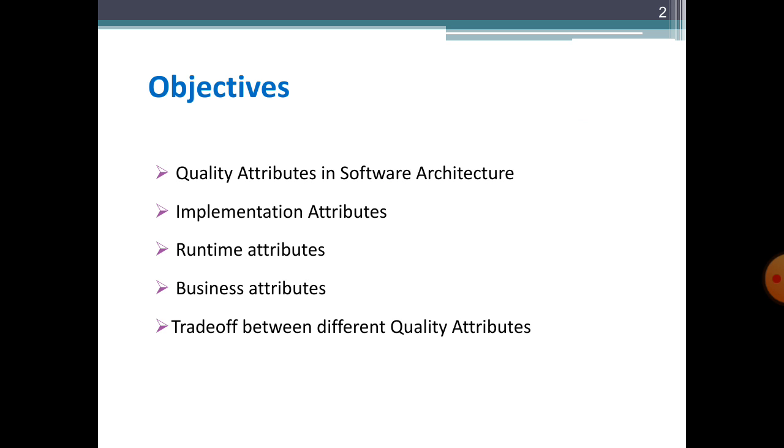So students, here is the brief objective of today's lecture discussion. We see in this lecture different quality attributes which are involved in the software architecture, and then these quality attributes are grouped or divided into three different categories: implementation attributes, runtime attributes and the business attributes as well. And in the last we will discuss the trade-off between different quality attributes. We can't achieve all the quality attributes in a single architecture, so there are some trade-off pairs between these quality attributes as well. So these are the brief objectives of today's lecture discussion.